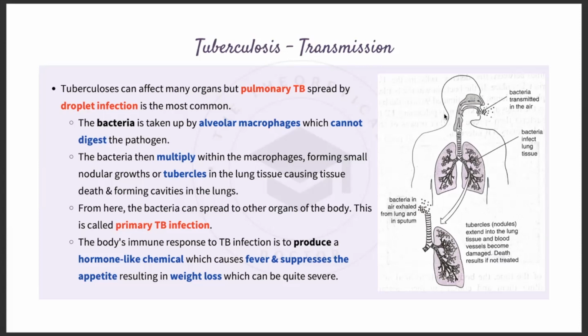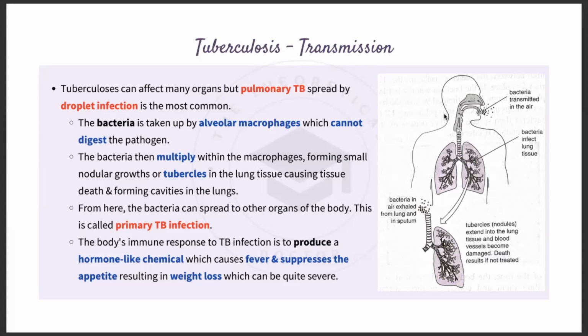So what happens is, after a person breathes in the droplets from an infected person, the bacteria is taken up by the alveolar macrophages, which cannot digest the pathogen. They can't digest it, they can't kill it. So these bacteria are still alive, they're just inside the macrophages. They multiply within the macrophages, forming small nodular growths or tubercles in the lung tissue, causing tissue death, and they will form cavities in the lungs. From here, the bacteria can spread to other organs in the body, and this is called primary tuberculosis infection.